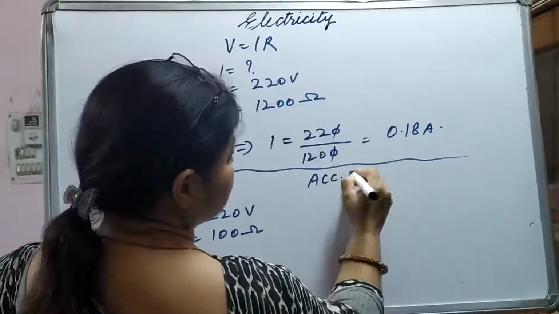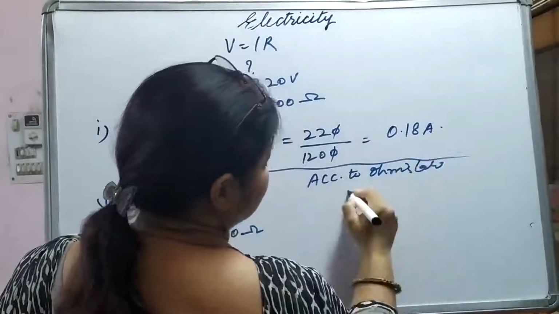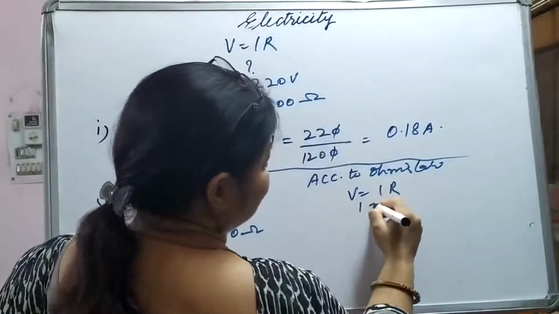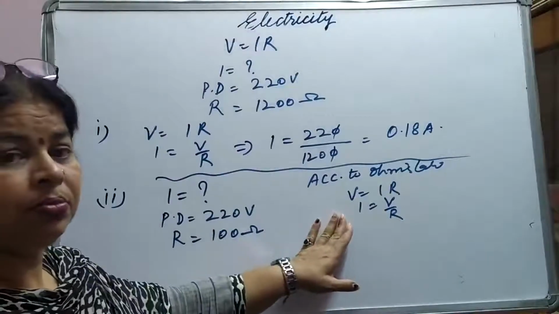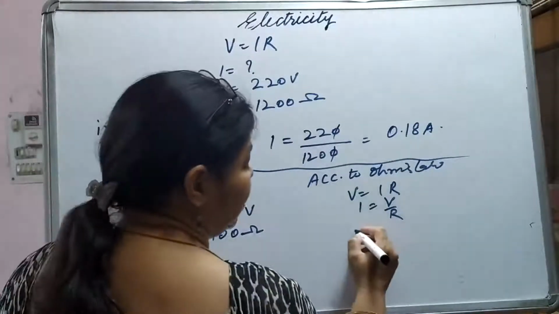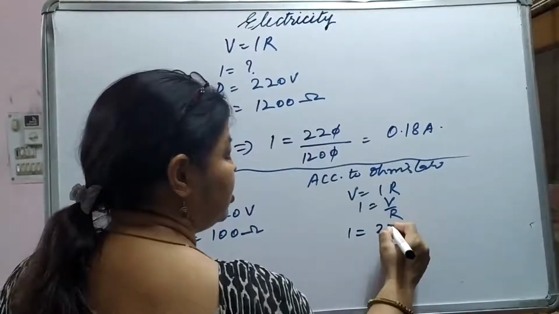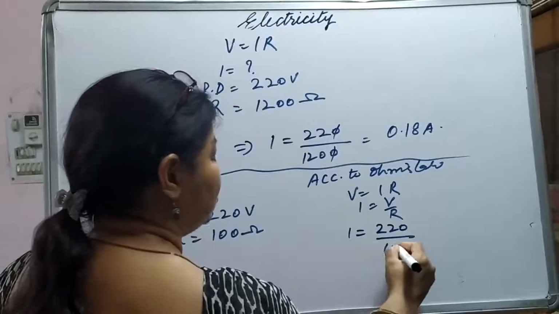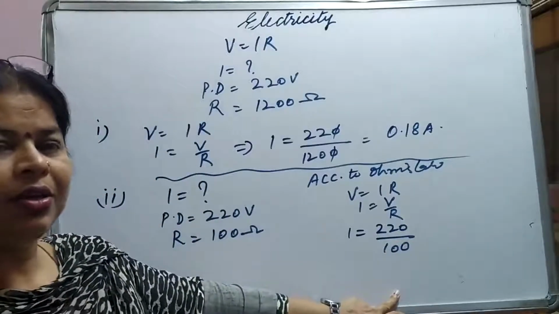According to Ohm's law, what did it say? V is equal to IR, I is equal to V upon R. Please show these in steps. You are going to get the benefit of this. Then put the values. I is equal to V, V is how much? 220 upon 100. R is 100 ohm.